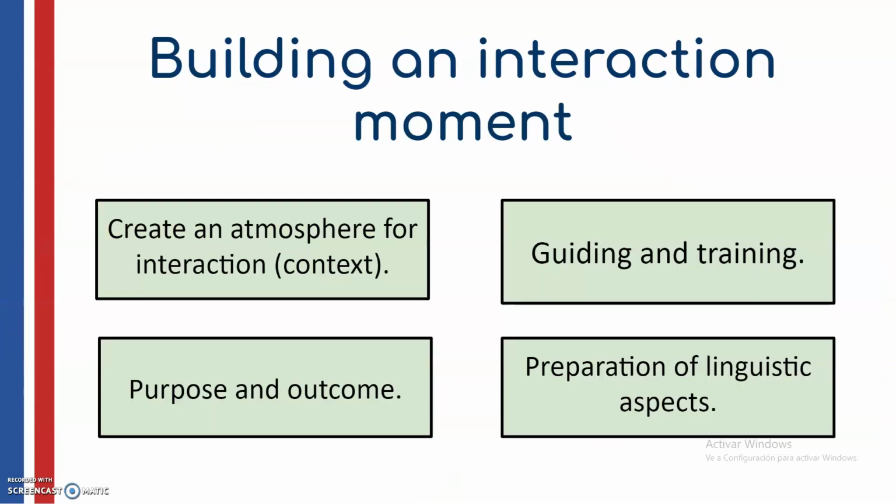right? So the first thing at the moment of lesson planning and thinking about a communicative or interactive moment in class is to build it. That is the first stage, to build the interaction moment. Basically, in this part, we need to first create an atmosphere for interaction. That means a context. What is the topic that I want my students to talk about? Number two, guiding and training students on this is super key.